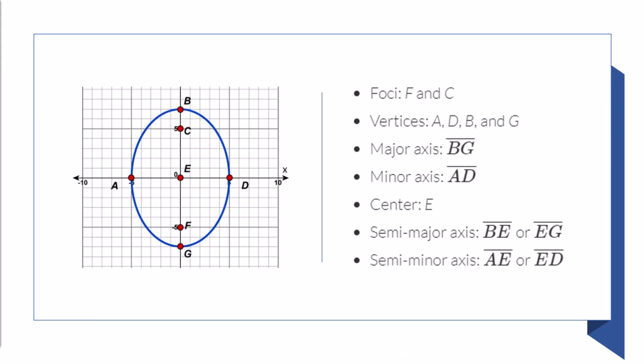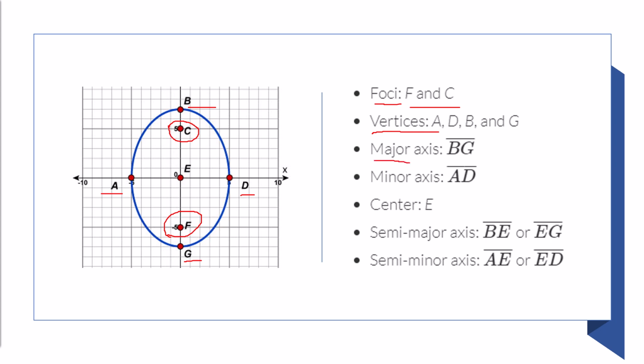So let's take a look at this again. The foci are F and C in this drawing. They're going to be inside of the ellipse. They're going to be a little closer to the center than the vertices. The vertices are A, D, B, and G.